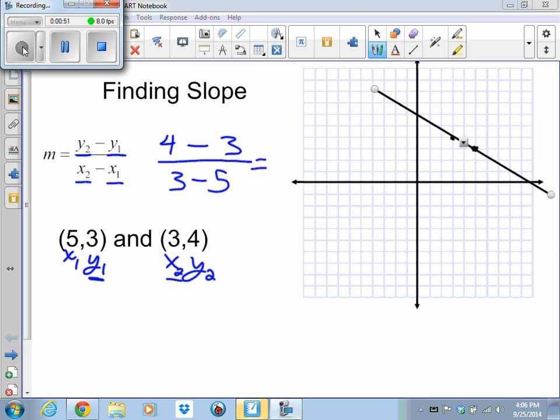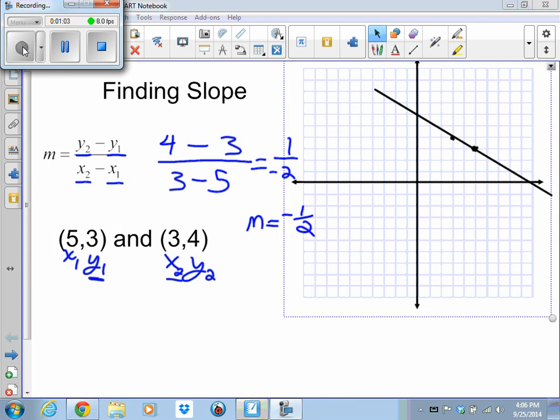Now we're going to simplify it. 4 minus 3 is 1, and then 3 minus 5 is negative 2. So my slope is negative 1/2. Okay, I have the graph over here for you guys so you guys can see it. These are the points that we talked about. And visually, we went down 1 and to the right 2. That's our negative 1/2.